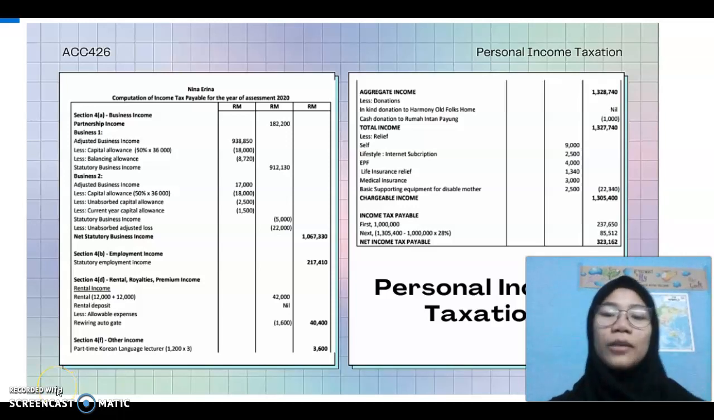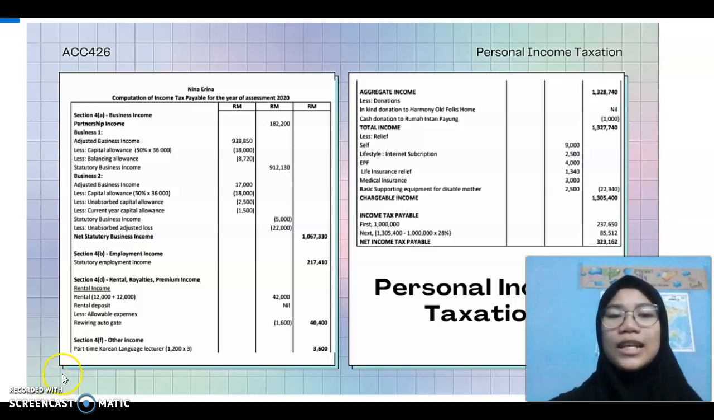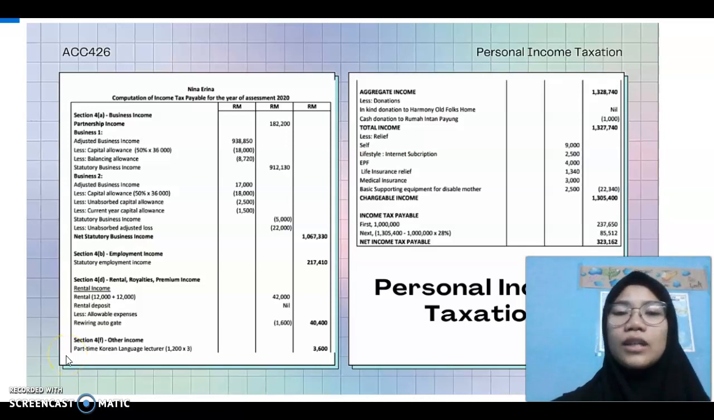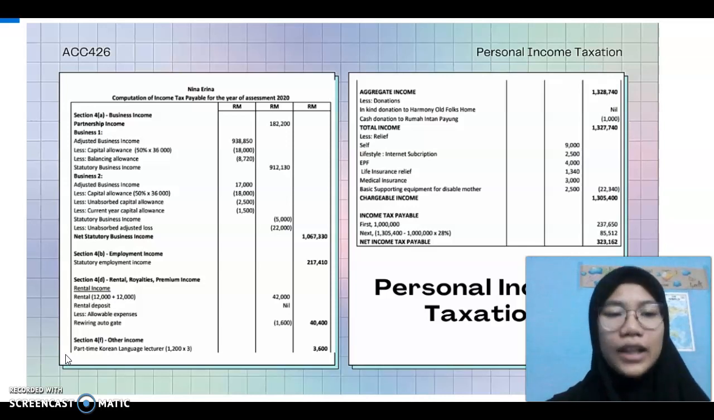Hi, my name is Kyra Balkis, and today I will be continuing explaining the personal income taxation. This is the computation of income tax payable for the year of assessment 2020 of Nina Arena.